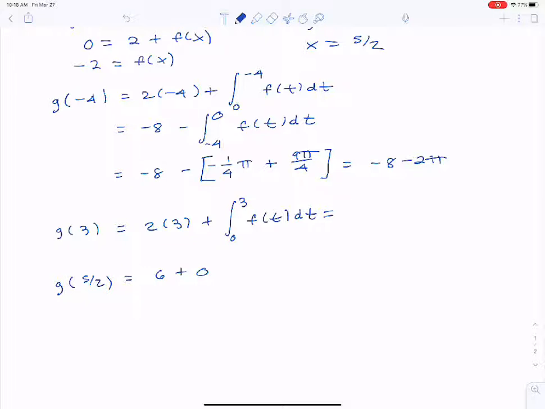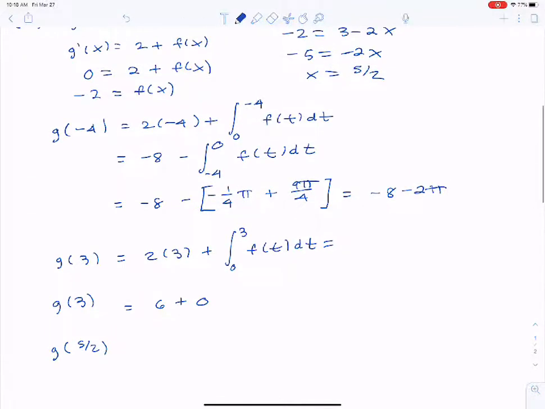Let me just stop. Oops, I'm sorry, I see that I did it for the 5 halves. That's still g of 3. I just put it in the wrong spot. Let me move that out of the way. So, one more time, g of 3 equals 6. See, again, if that makes sense to you, or if you have any follow-up questions on that.